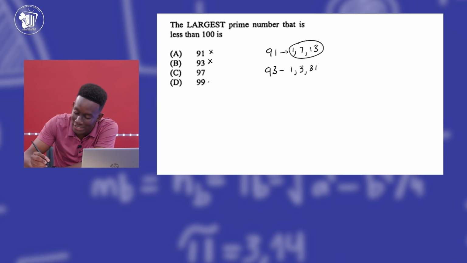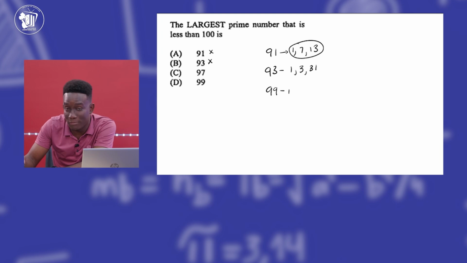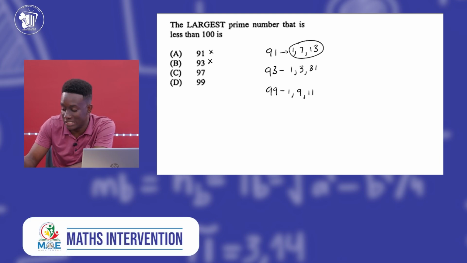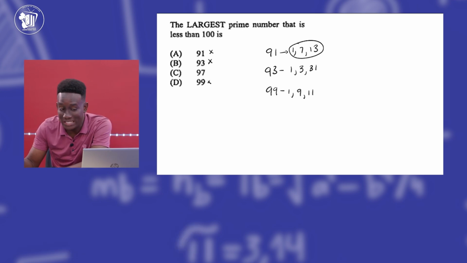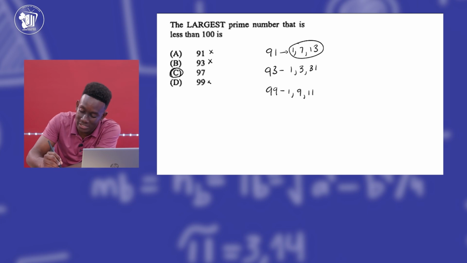Now let's look at 99. Off the top of my head, I know 1 is a factor. I also know 9 is a factor. I also know 11 is a factor. So we already see 99 is not a prime number. So by virtue of elimination, we see the answer here is C.